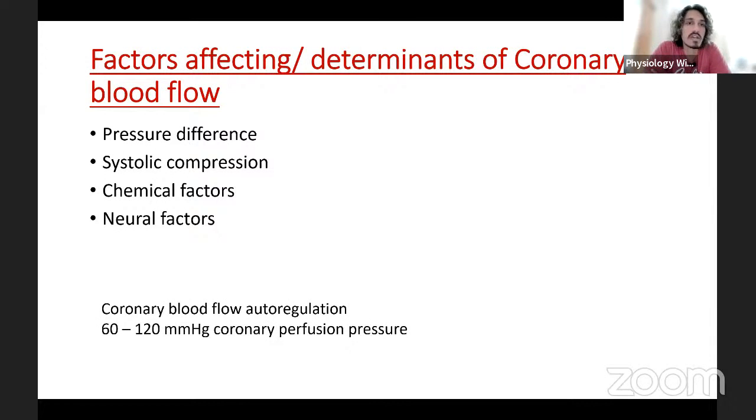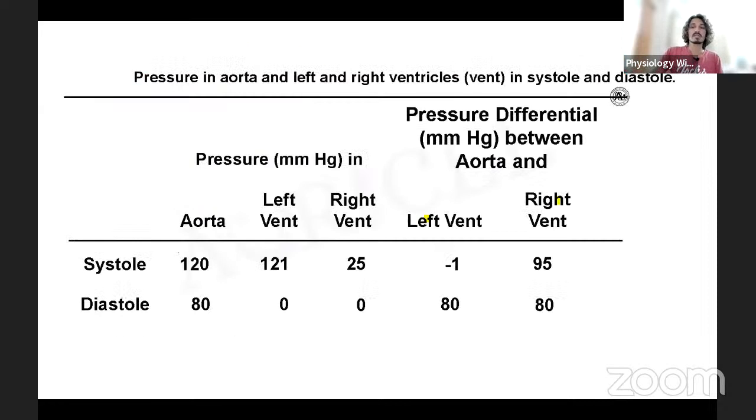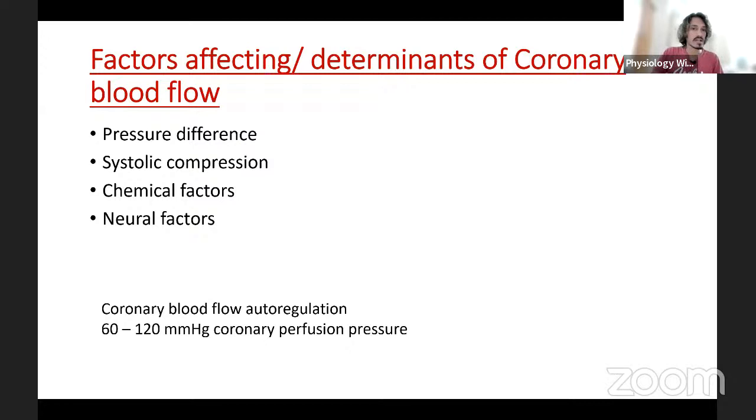So this is one often asked question. It can come as a short note. What are the factors affecting, or what are the determinants of coronary blood flow? You can talk about it under four headings. One, the pressure differences from the point of the ventricle and the aorta or the pulmonary vasculature. Two, the effect of systolic compression on the coronary circulation. Three, the chemical factors which are involved, and four, the neural control. So these are the four headings under which we're going to talk about this topic.